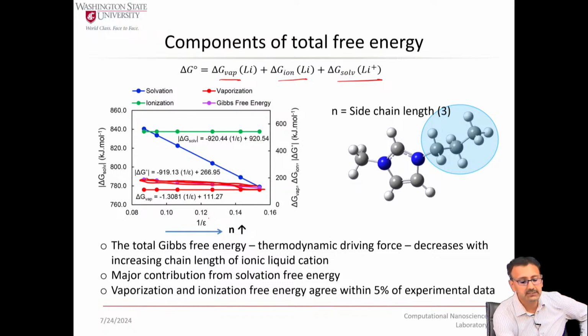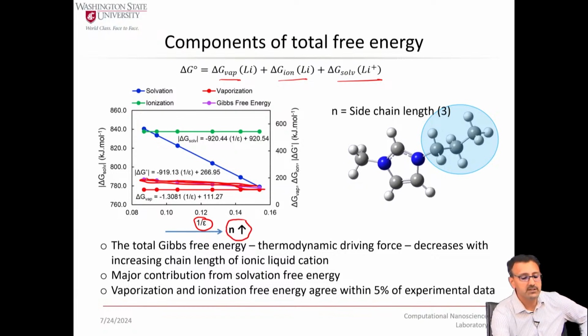And what is the x-axis here? It's 1 over the dielectric constant. So if 1 over dielectric constant is reducing along the x-axis, what we have is the dielectric constant is increasing, and we know that as the dielectric constant increases, the chain length decreases.